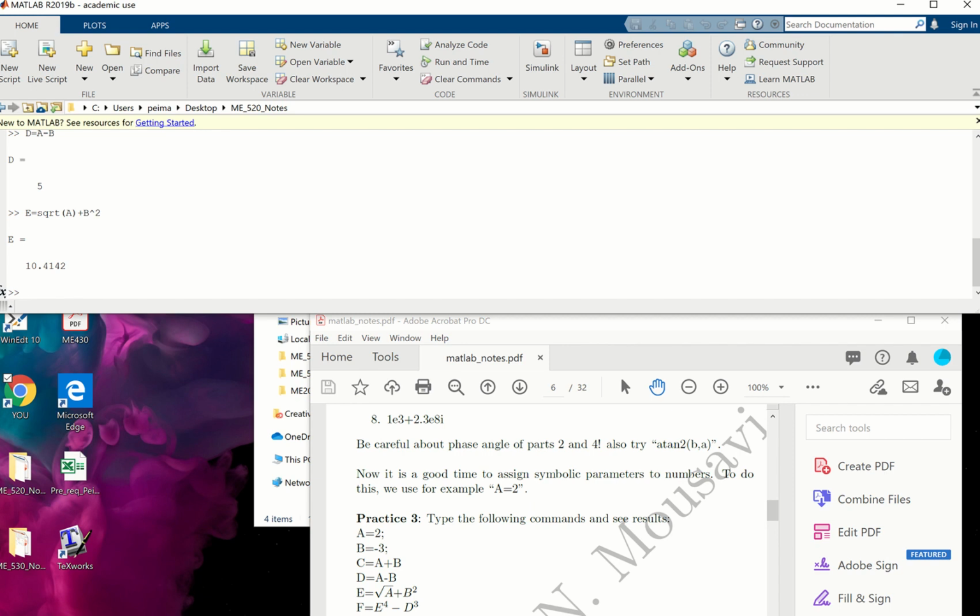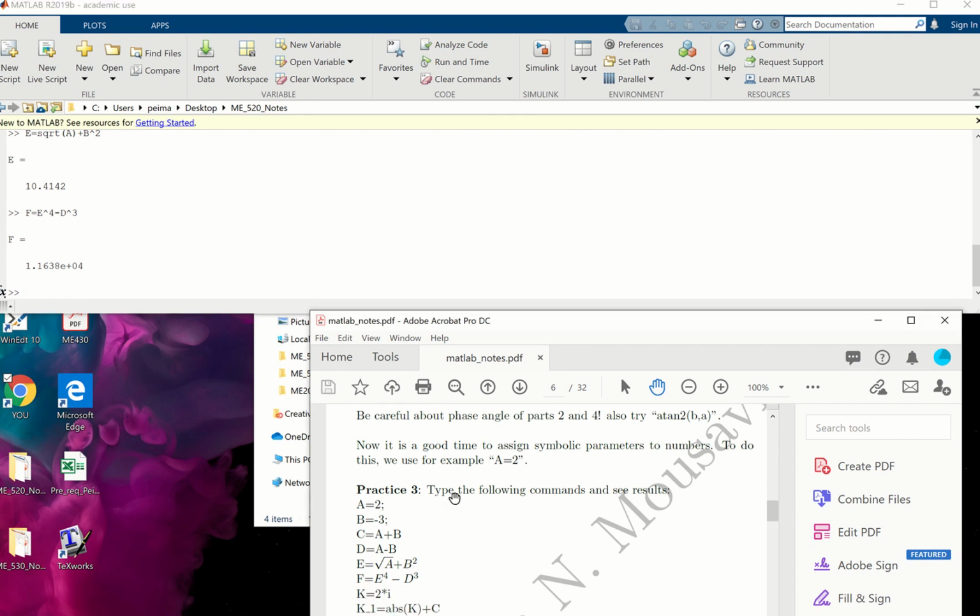So you see that when you assign the numbers to the parameters, you can simplify your code. Now f is equal to e to the power of 4 minus d to the power of 3. That's right. Because we already calculated e and d based on the formulas in the previous sections, now it gives you the answer. Right? So now you can build up your code in MATLAB.